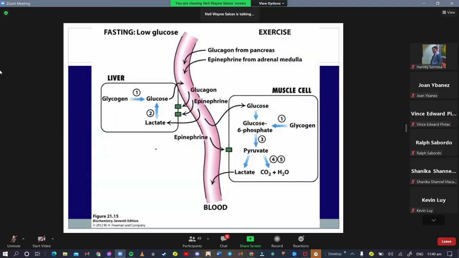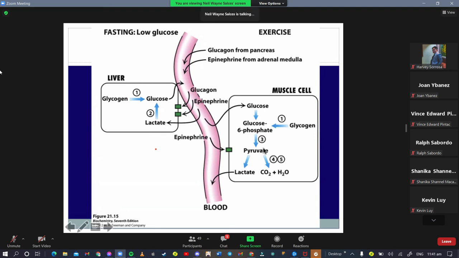So here, this is what happens during fasting and during exercise. As mentioned earlier, you have your glucagon that is being secreted from the pancreas and your epinephrine from the adrenal medulla. So when you have a low glucose concentration in the body, glycogenolysis happens, no? There will be metabolism of your glycogen to glucose, increasing the glucose level in the blood.